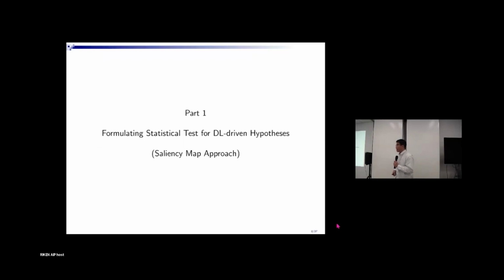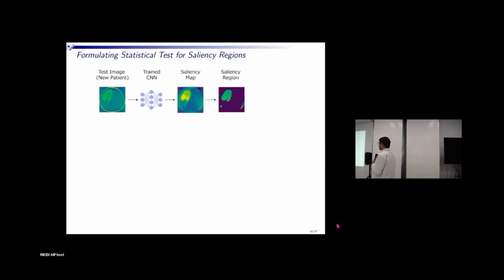So part 1. So let me formulate a statistical test for deep learning-driven hypothesis. And I'm going to use an example of saliency map approach here. So let's say we have trained CNN already. Given a test image, this provides a saliency map, for example, by using GradCAM. By setting a threshold, we can select a set of pixels whose GradCAM values are greater than a certain threshold. And I'm going to call it the saliency region.